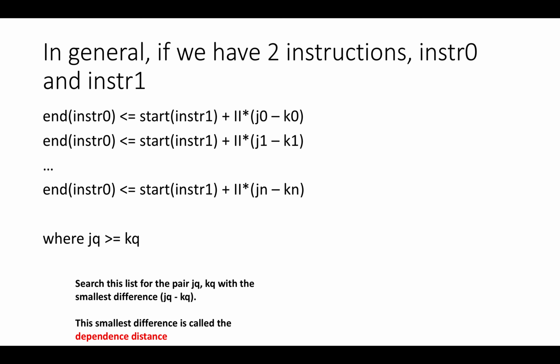So it's a conservative estimate of how close together two instructions could be in the loop iteration that could depend on one another. We're going to talk a lot more about it, so don't worry if I'm not being totally clear or if this doesn't make total sense. But what you do need to understand for now is that in this giant list of constraints that we generate by brute force, there's one of these constraints with the smallest jq minus kq that will imply all of the others because the initiation interval is a positive number.